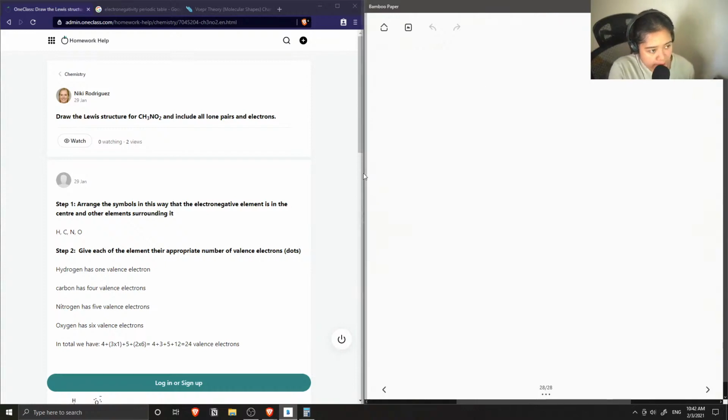Okay, so question number 7 is to draw the Lewis structure for CH3NO2 and include all lone pairs and electrons. Okay, so when writing out the Lewis structure, we first need to calculate the total number of valence electrons.